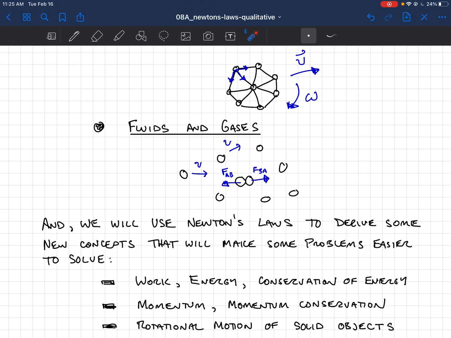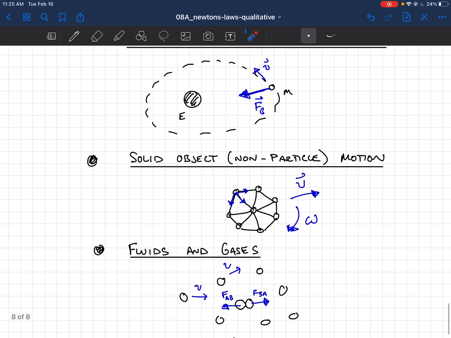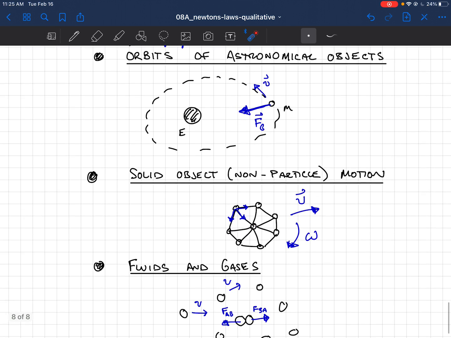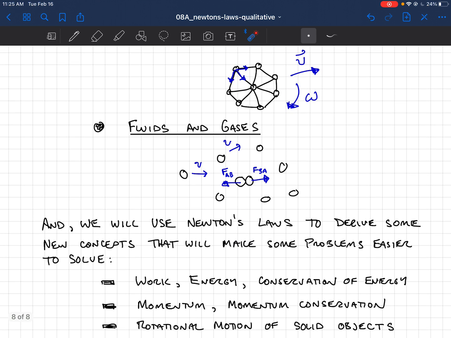So next time we'll talk about the precise statements of the laws. I've given you a little preview up here. This is the precise statement of Newton's second law. And then we'll do some examples with them.